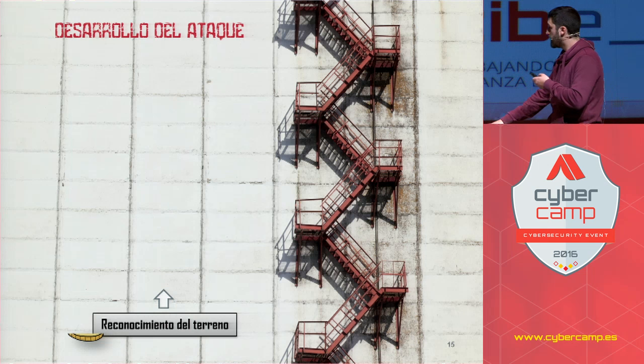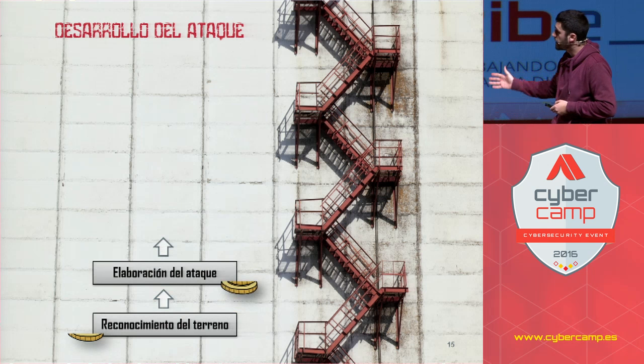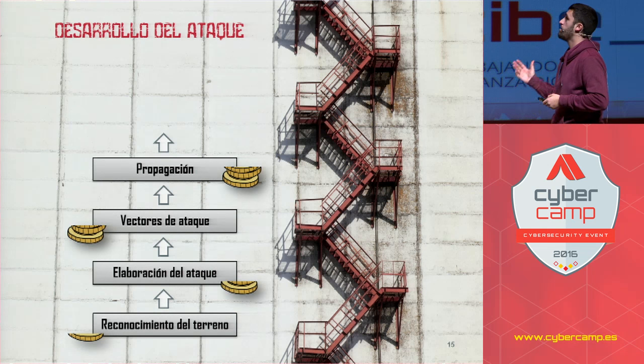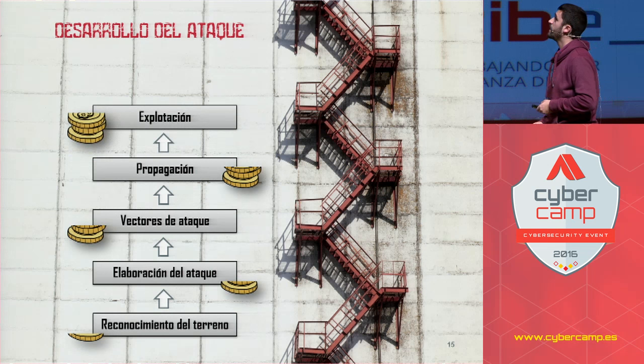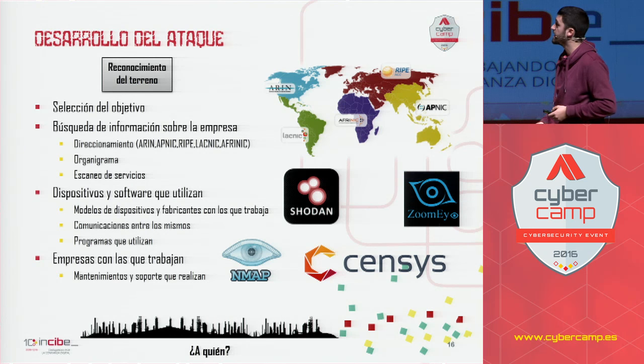So let's put ourselves in the shoes of, walk in the shoes of an attacker, of the crook. Land recognition, attack development, attack vectors, spreading of the attack, and then exploit. Those are the highlights I wanted to bring here. And the last one is about getting money. So these are the stages.